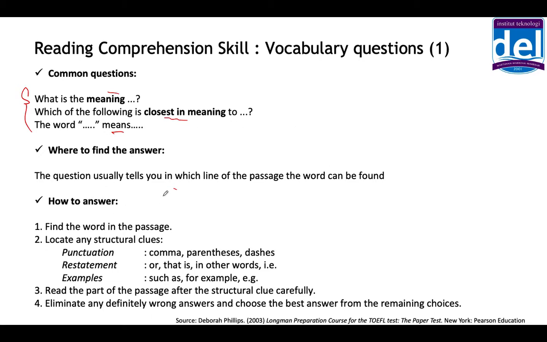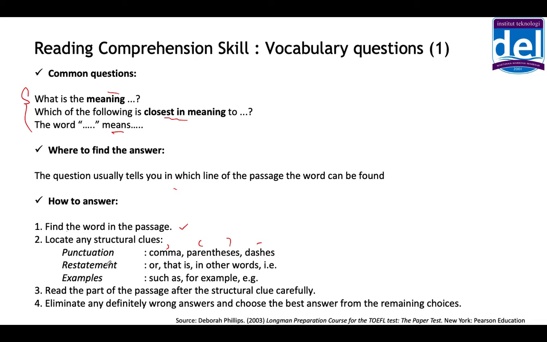And how to answer these types of questions? First, we can find the word in the passage based on the line indicated in the question. And number two, we can locate any structural clues. And this is the most important point. To determine the meaning of the difficult word that is being asked, we can use the structural clues in the text. First, we can look at the punctuation that is used in the text. Punctuation includes commas, parentheses, or dashes.